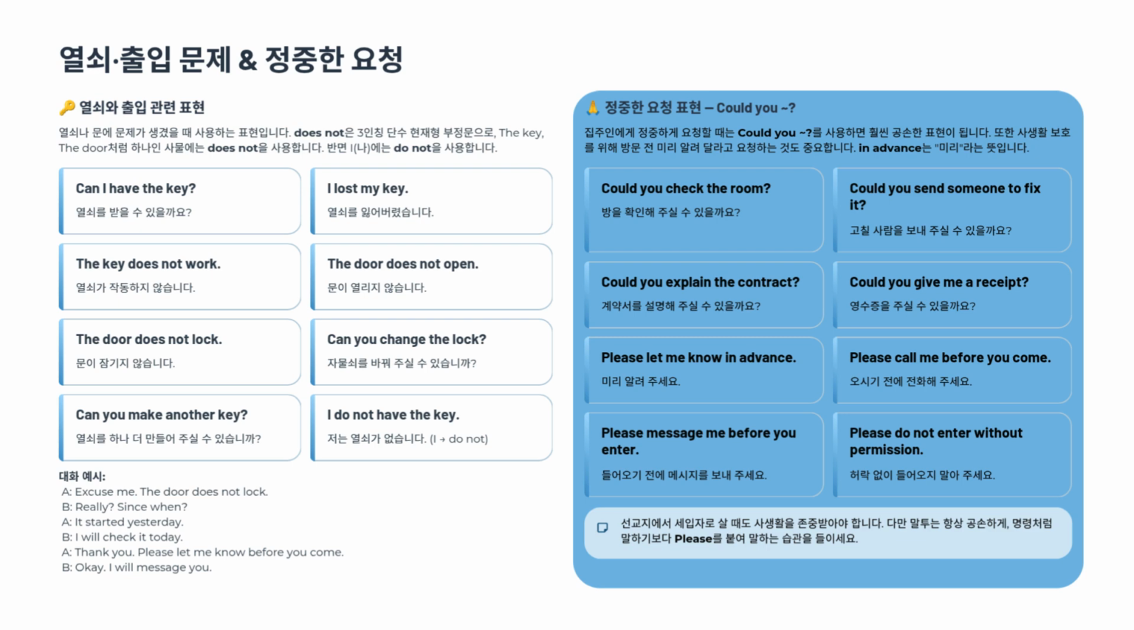Practice. A. The door does not lock. B. Since when? A. It started yesterday. B. I will check it today. A. Thank you. Please message me before you enter. Report security problems immediately and avoid leaving the room unsecured.